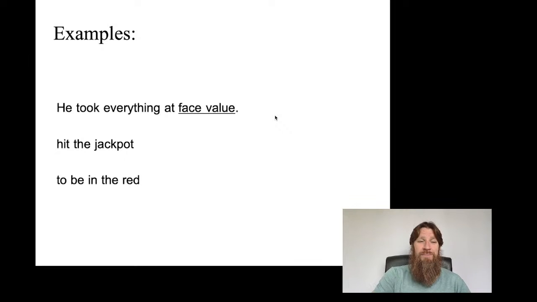So in Vegas he'd be down, but if he was in Macau betting on number, I don't know, 24, and he hit the jackpot, he could be in the red, and that'd be a good thing. Although betting on number 24 in China would be very odd. That'd be a Westerner thing to do. So those are the first couple here.